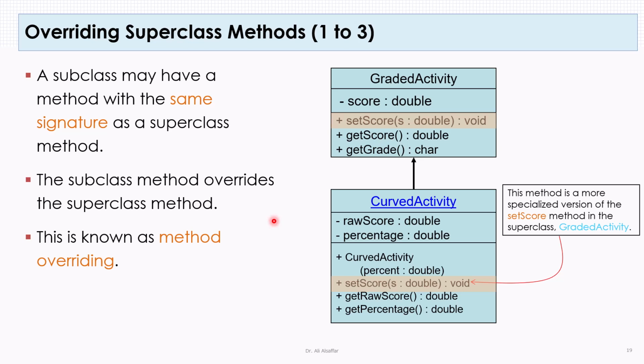Now to satisfy this need, we can design a new class that is called curved activity, which extends the graded activity class and has its own specialized version of the setScore method. So this method is a more specialized version of the setScore method in the superclass graded activity. So we say that the setScore method in the subclass overrides the setScore method in the superclass, as indicated in this UML diagram. Now let us have a look into the implementation of the curved activity class with a small demo program showing how to use this curved activity to curve up a raw score.